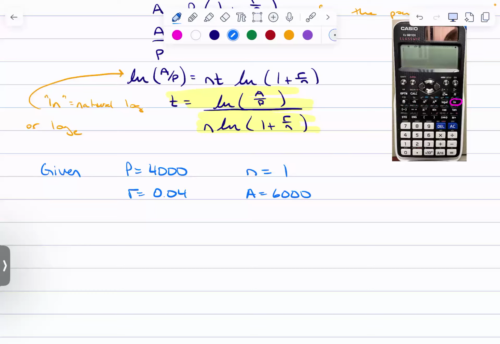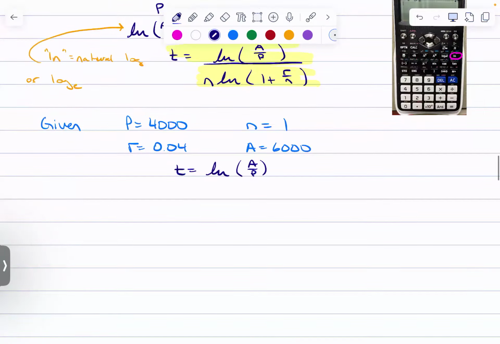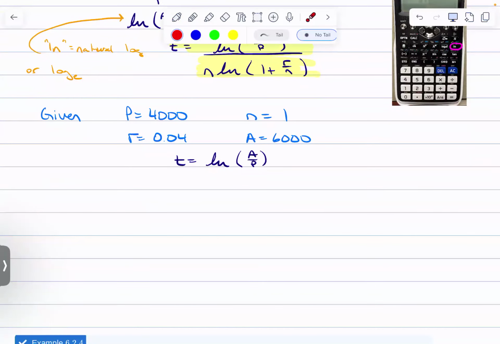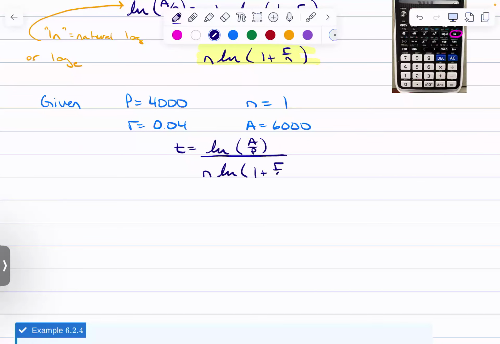Now we'll have our formula for T. And we already figured out that that's what we want to solve for. So we can write it out. The natural log or ln, some people call it ln, but I find that's confusing. The natural log or ln of a divided by p divided by n times the ln of 1 plus r over n.